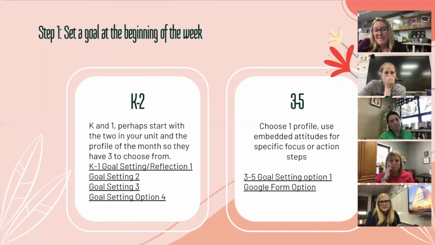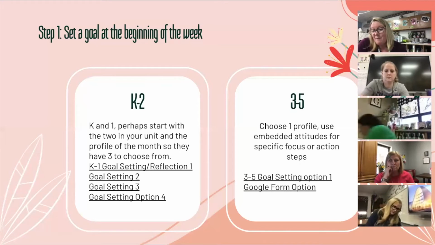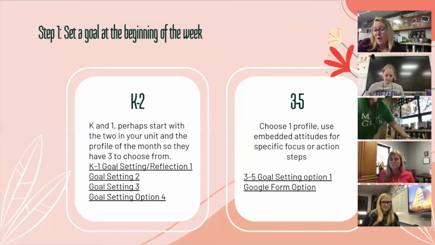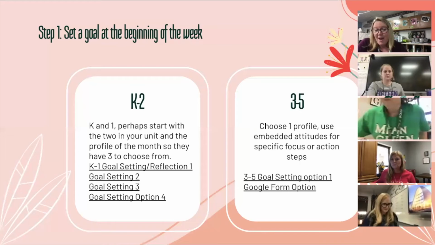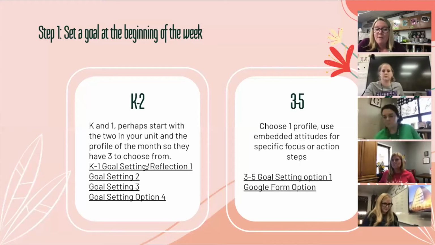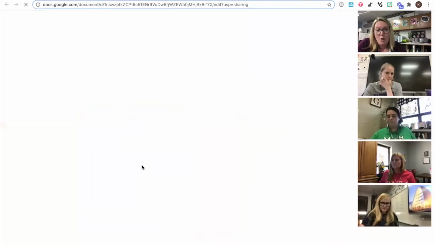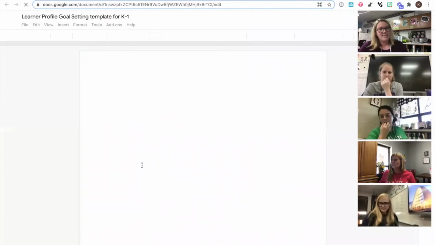We know as an incoming kinder, there's going to be some of those words that they may not know what those mean, or that may not be appropriate for them yet. So maybe at the beginning of the year, you just start with the two that you're using in your unit and have them pick one or the other that they'd like to work on. Or maybe you pick three, the two in your unit, and then the one that's highlighted each month for them to work on. And we have a goal setting template that I'll show you here that has everything in one for you.